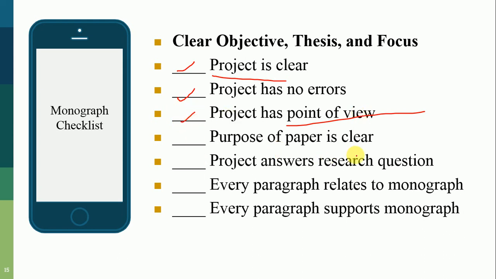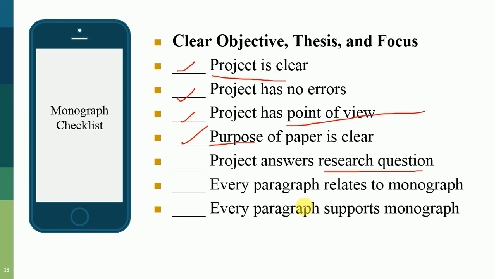Purpose of the paper is clear. The purpose that you have set, the audience can understand clearly without any difficulty. You have to check it. If you are unsure, you should make it clear. Project answers research questions. The research questions which were born or arisen are answered. If they are answered, you have to check it. If they are not, you don't check it.